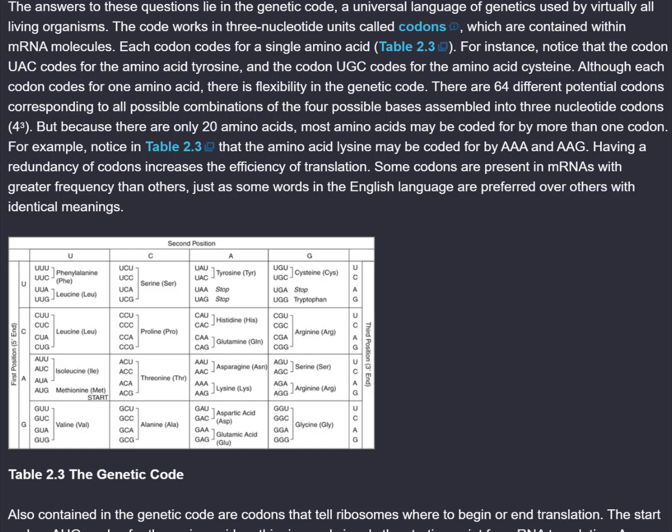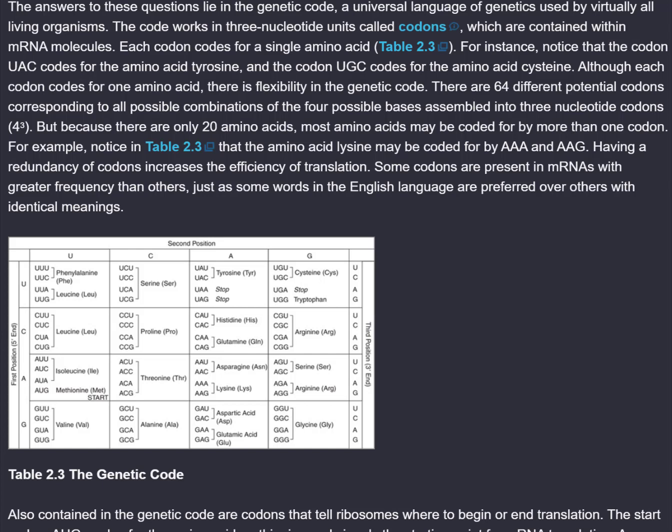organisms. The code works in 3 nucleotide units called codons, which are contained within mRNA molecules. Each codon codes for a single amino acid, Table 2.3. For instance, notice that the codon UAC codes for the amino acid tyrosine, and the codon UGC codes for the amino acid cysteine. Although each codon codes for one amino acid, there is flexibility in the genetic code.